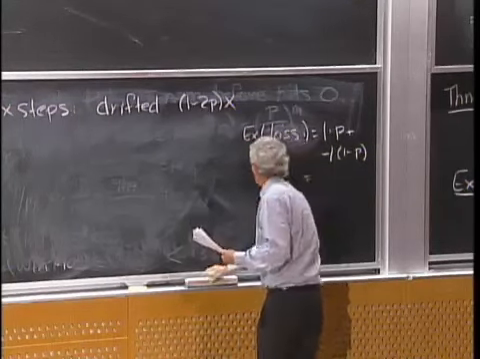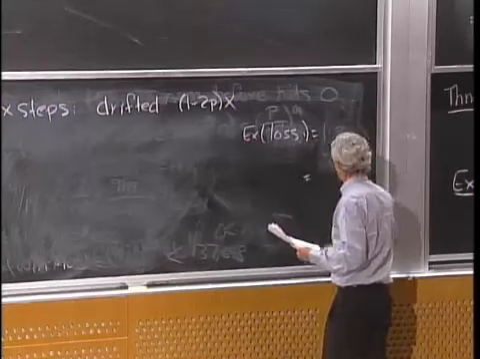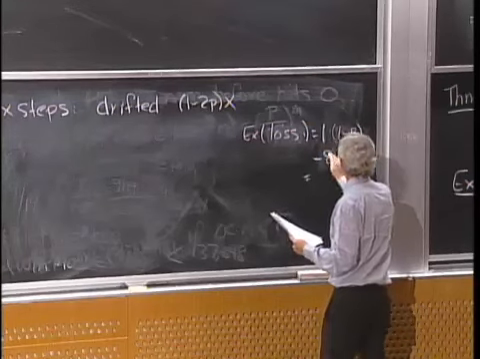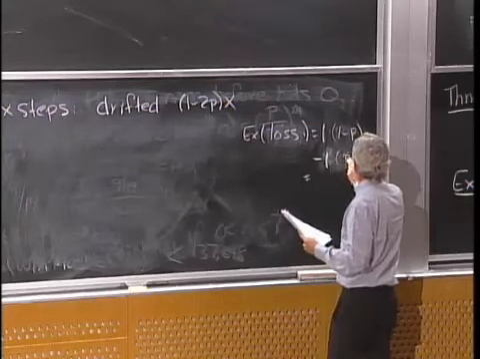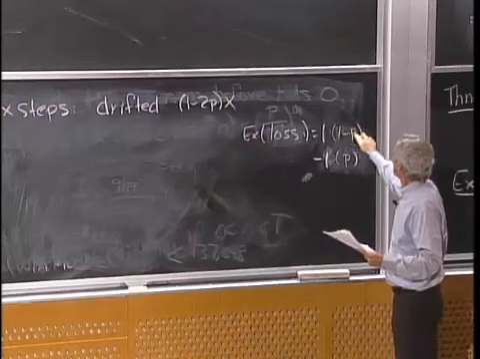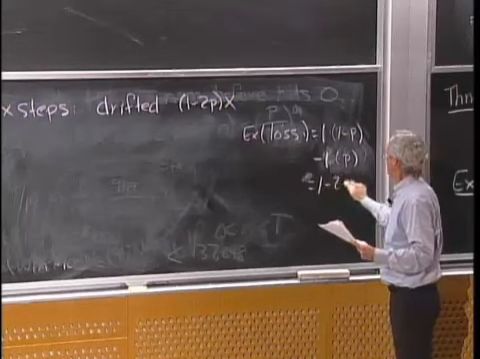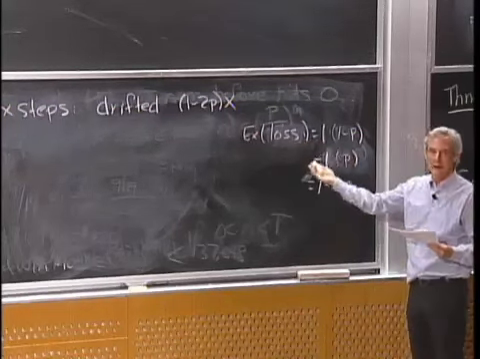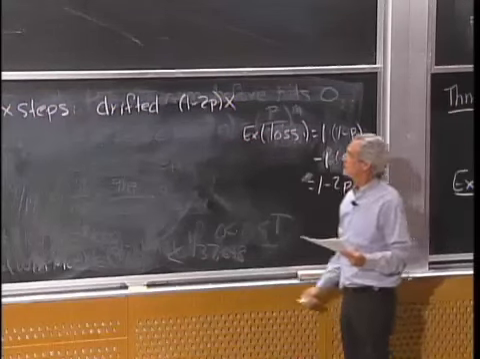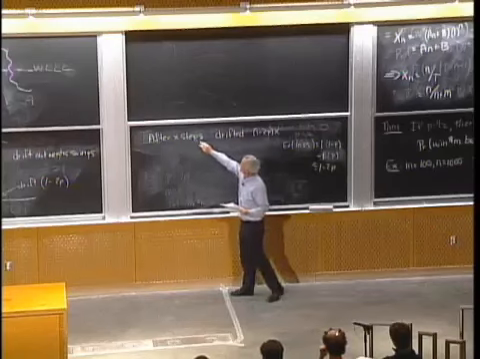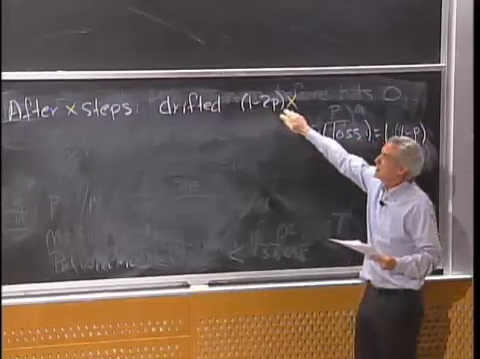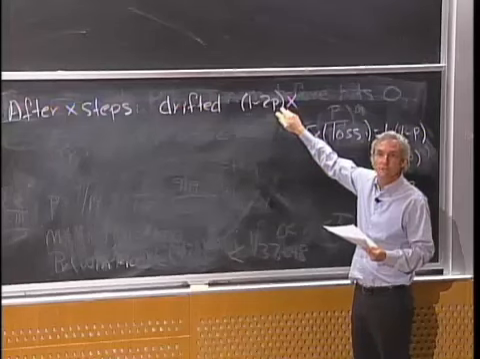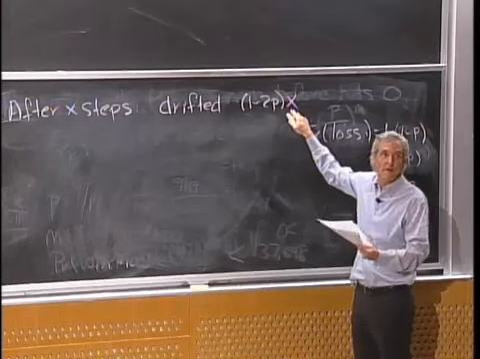So the expected loss: you lose $1 with probability 1 minus p, and you gain $1, which is negative loss, with probability p. And so you get 1 minus p minus p, which is 1 minus 2p. So that's your expected loss. Your expected winnings are the negative of that. So after x steps, by linearity of expectation, you expect to lose this much x times. So that's your expected drift.